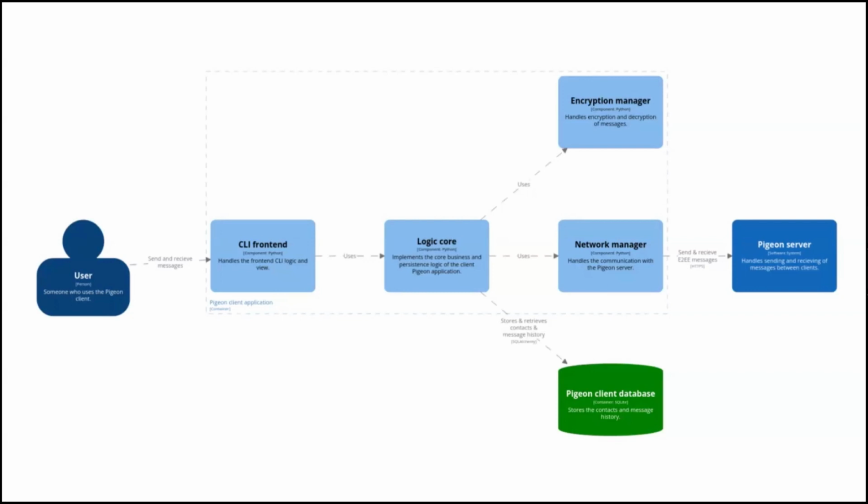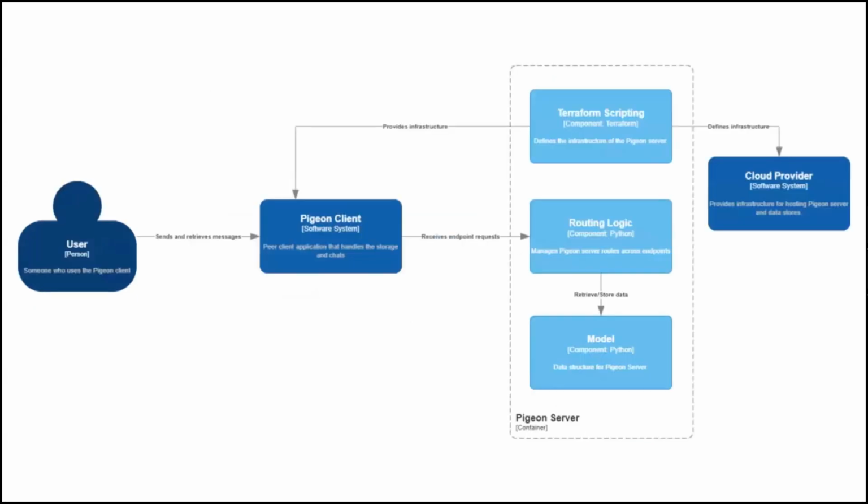Coming to the network manager, this basically manages the communication with the server, ensuring messages are sent and received securely. Coming to the Pigeon server, we have the Terraform scripting, which defines the infrastructure for the Pigeon server, and the other two main components, which are the routing logic and model.